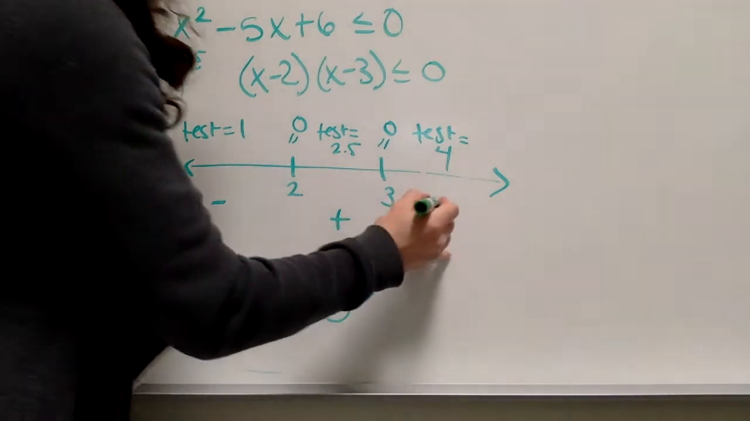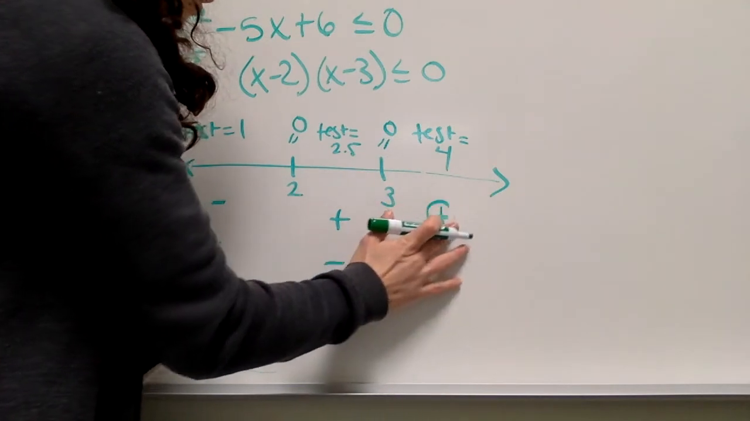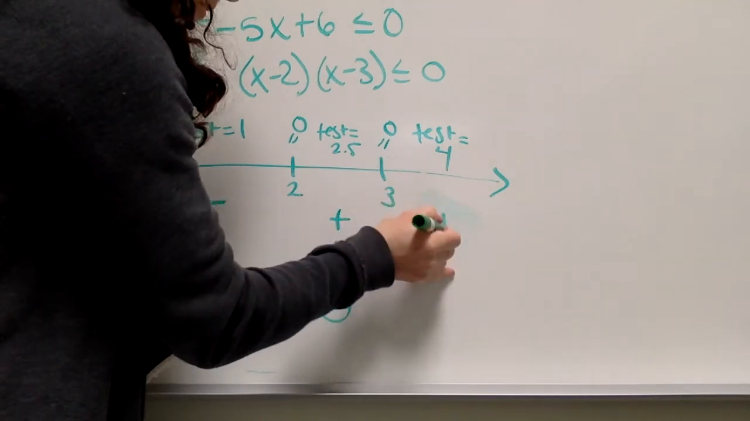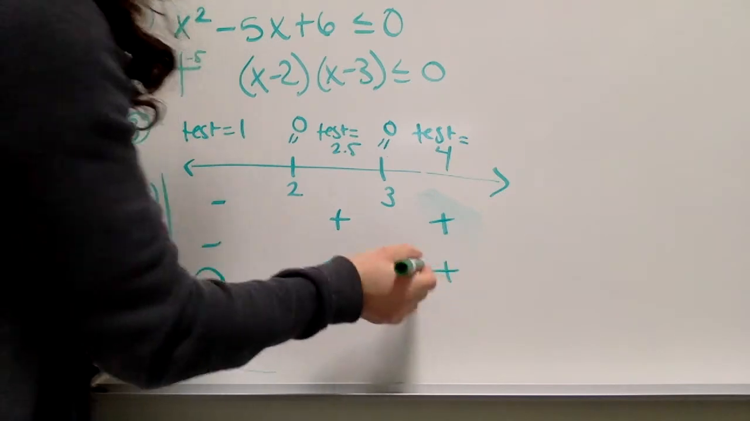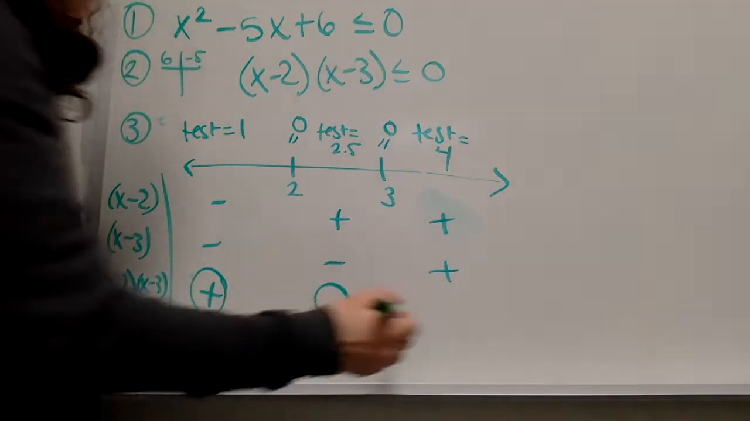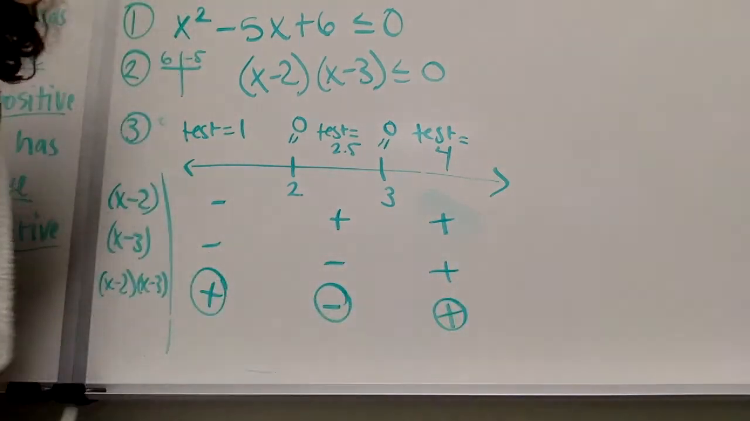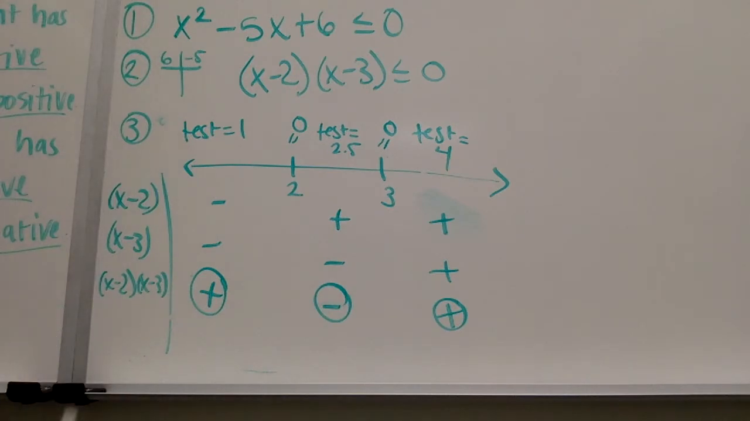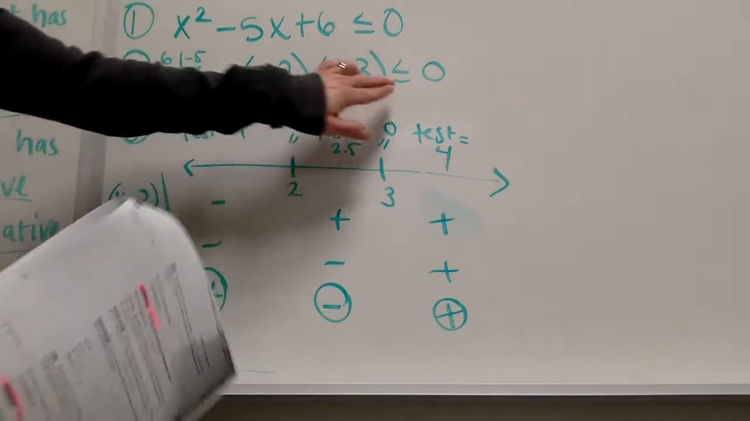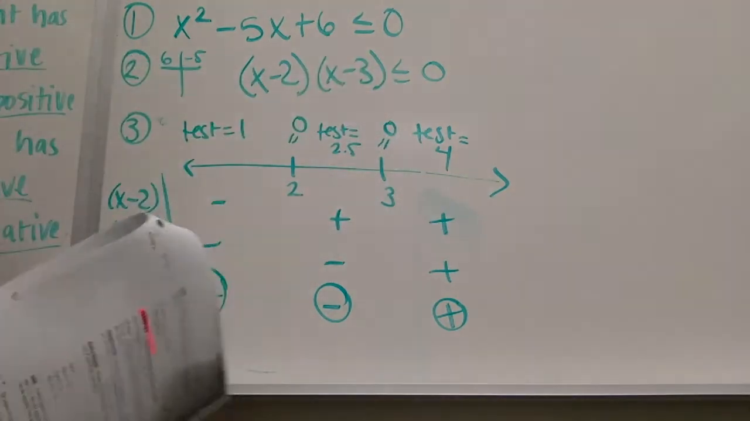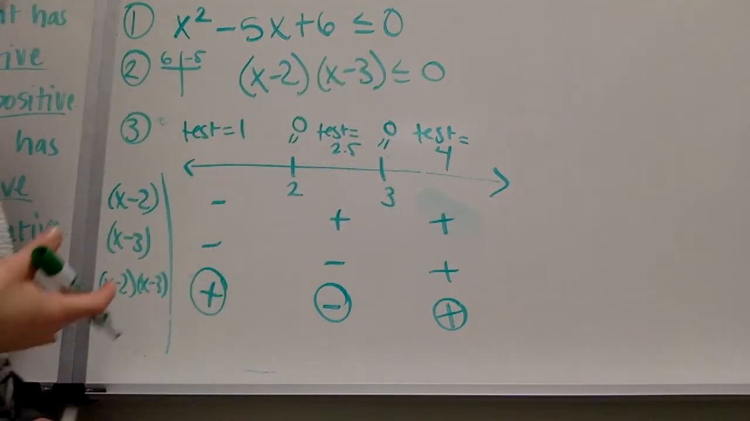4 minus 2 is still a positive. Oops, sorry. 4 minus 3 is still a positive. A positive times a positive is still a positive, okay? So remember, our answer needs to be less than or equal to 0 to be true. So which of these spots is less than or equal to 0?